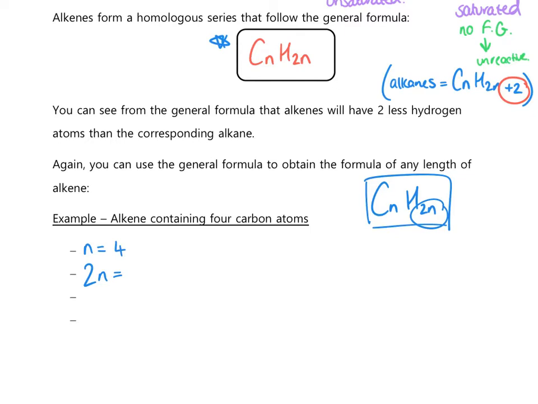So 2N is 2 multiplied by 4, which is 8. So that means that I have 4 carbons, 8 hydrogens, and so my formula is simply C4H8. So with alkenes, it's easy. Essentially, it's just double the number of hydrogens as you have carbons. You could do that literally for any length of alkene. If I told you you had 30 carbon atoms, it would just be simply C30H60, because there are twice as many hydrogens as there are carbons.